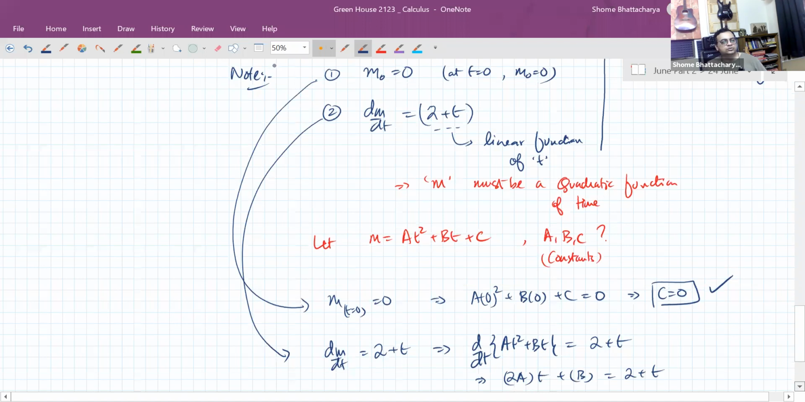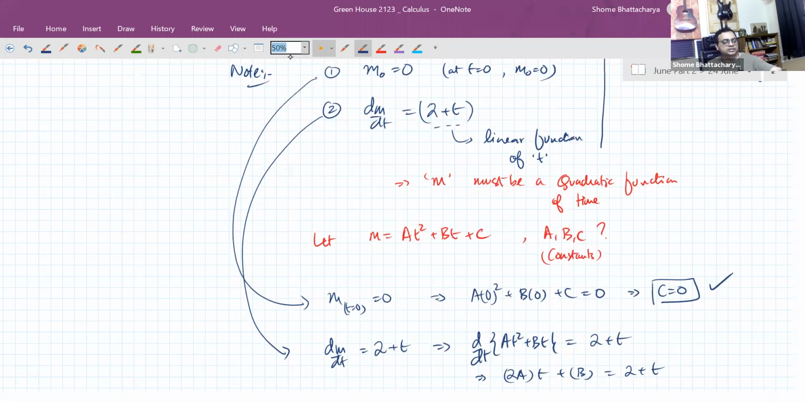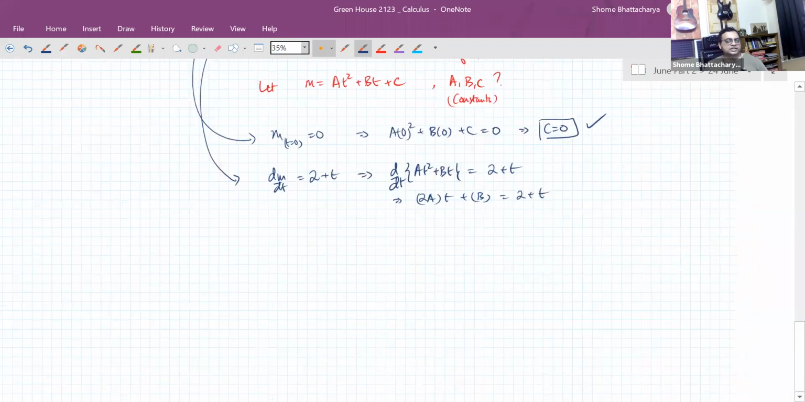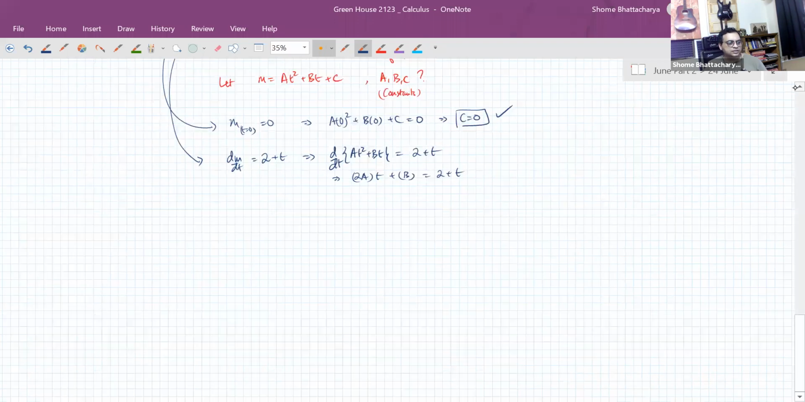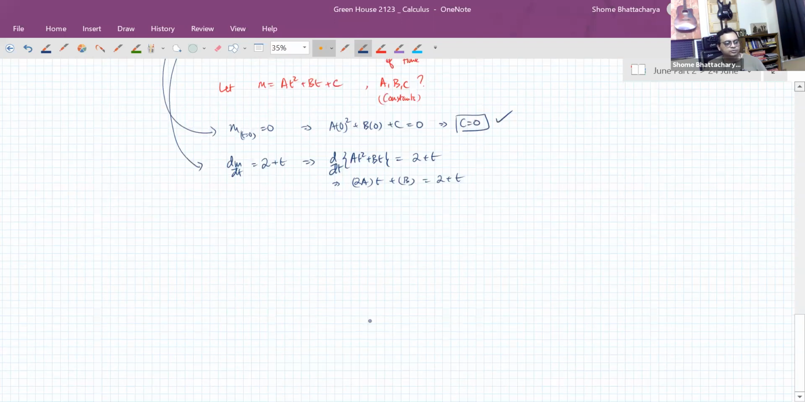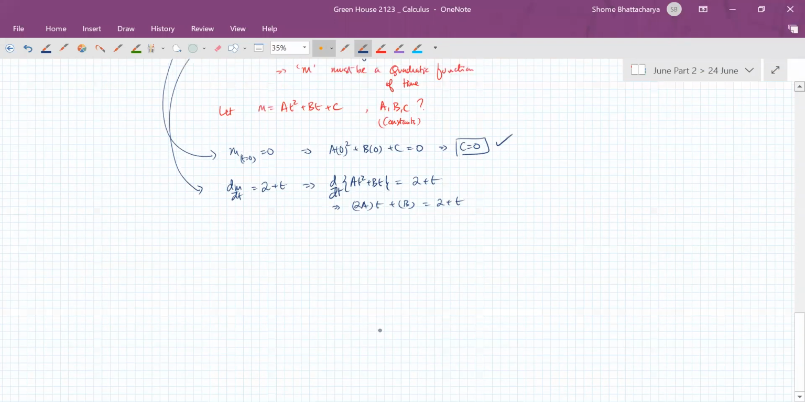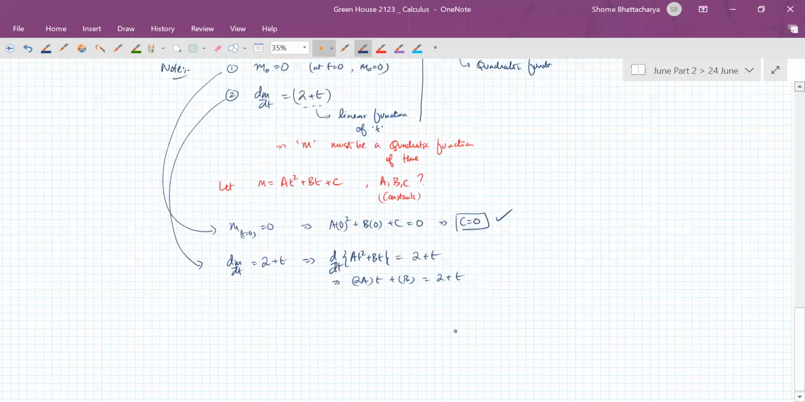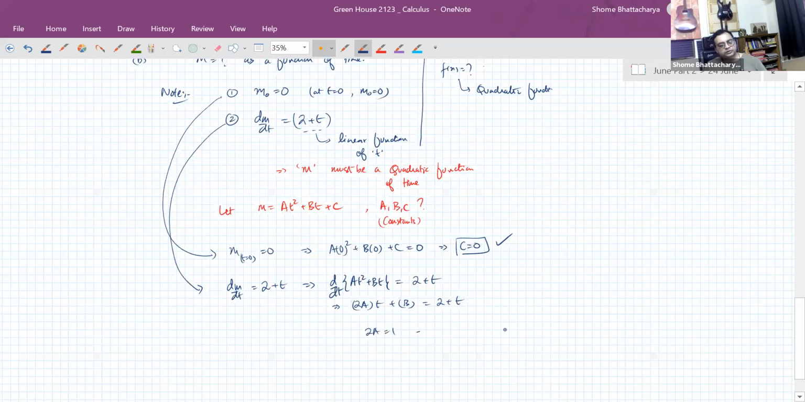Now if you compare the two sides of the equations, I mean the equality sign, you see that both sides I have a linear function of time. So the coefficient of t must be the same on both sides. So 2a must be equal to 1, which means a must be equal to half or 0.5. And b must be equal to 2. So now I've got the value of a, I've got the value of b, c I already had.